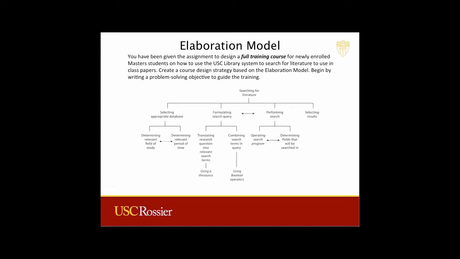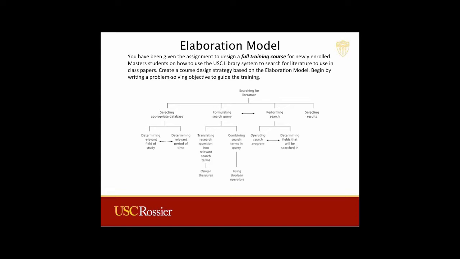So you can see then that it starts with selecting the appropriate database and then formatting a research inquiry, performing that research, and then selecting the results. And this is the knowledge hierarchy. This is the prerequisite analysis that you completed on your curriculum design. This is one for searching the electronic resources at a library, in particular the USC library. Okay, so how might we design a curriculum to do that?